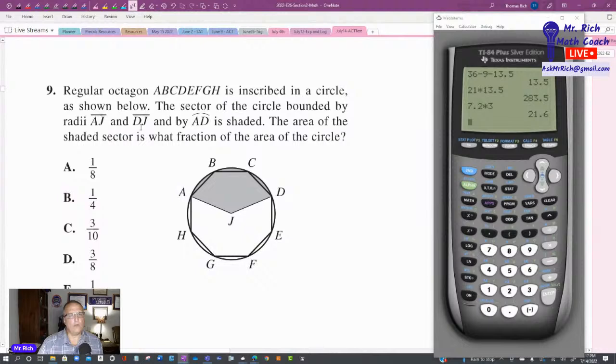Number 9. Regular octagon ABCDFGH is inscribed in a circle as shown below. The sector of the circle bounded by radii AG and DJ and by AD is shaded. The area of the shaded sector is what fraction of the area of the circle? Well, that just requires me to know what this central angle is right here. And there are 3 triangles in there out of 8 triangles. So it has to be 3 out of 8. Has to be. All right, I'm going to go with that answer. If I'm wrong, we'll correct it.